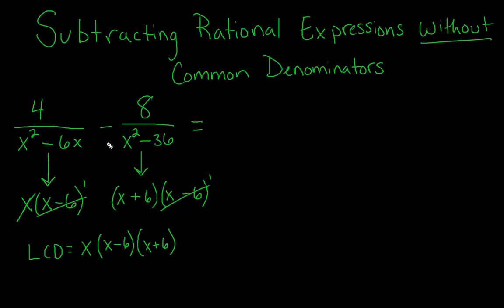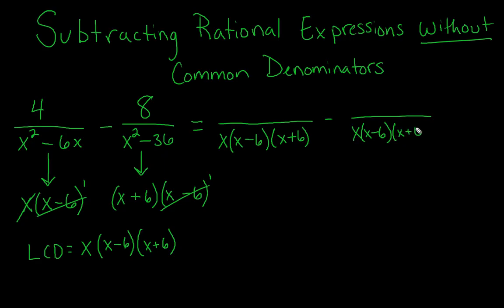From here, we need to rewrite each expression using the least common denominator. So they will both have the LCD of x times x minus 6 times x plus 6. And we change the denominator for both of them, which means we need to change the numerator. Remember, to keep these rational expressions equivalent to our new expressions, whatever we change the denominator with, we have to do the same to the top, right? It's kind of like multiplying by 1. Whatever we multiply the bottom by, we've got to multiply the top by the exact same.